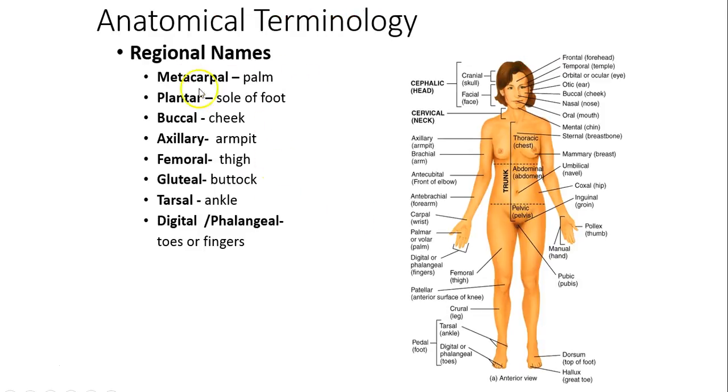And here we continue on with our regional names. Metacarpal means palm. Plantar means the sole of the foot. Buccal means cheek. Axillary area is the armpit. Femoral is the thigh. Gluteal is the buttock. Tarsal refers to the ankle. And digital or phalangeal refers to fingers and toes.